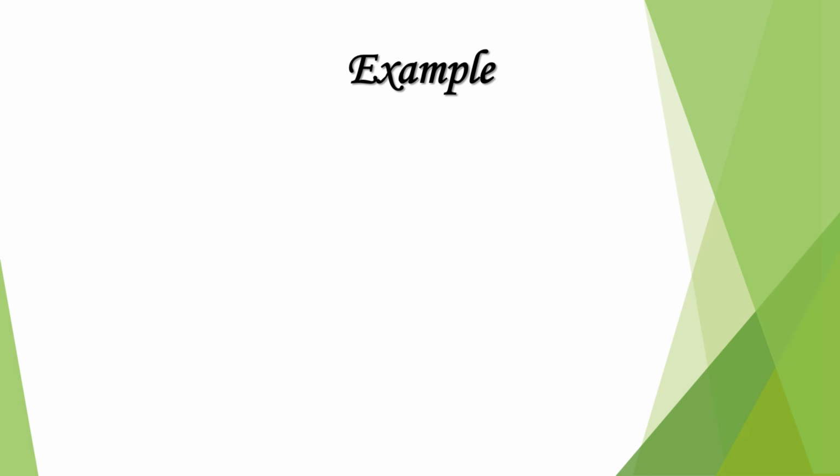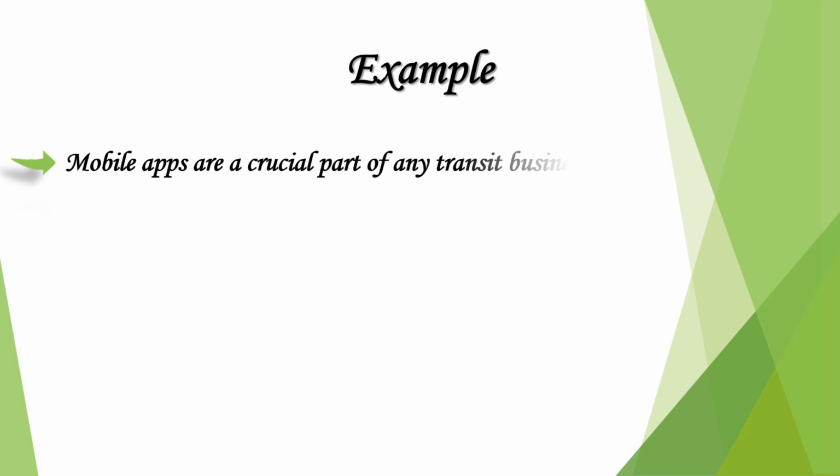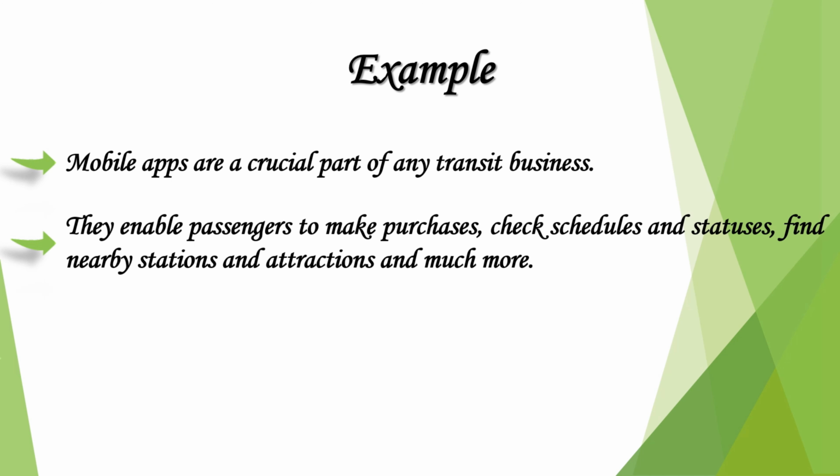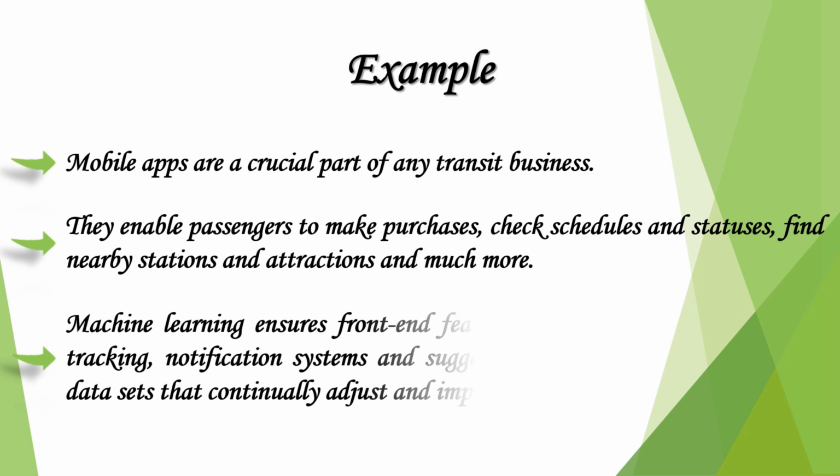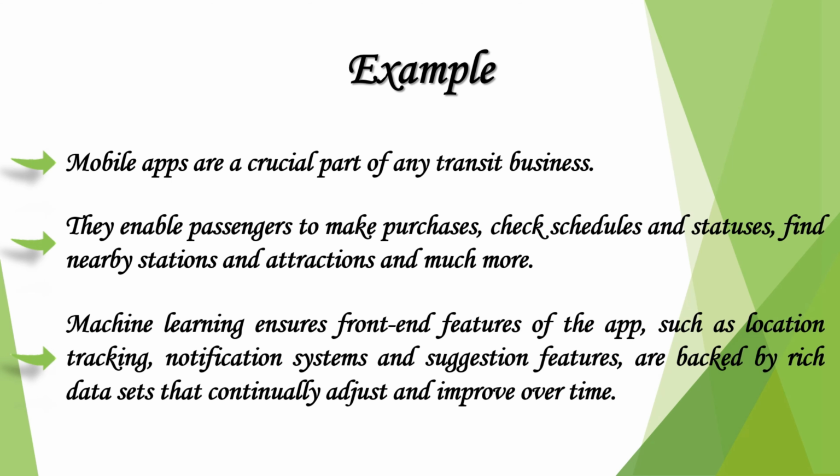Example: mobile apps are a crucial part of any transit business. They enable passengers to make purchases, check schedules and statuses, find nearby stations and attractions, and much more. Machine learning ensures front-end features of the apps, such as location tracking, notification systems, and suggestion features, are backed by rich data sets that continually adjust and improve over time.